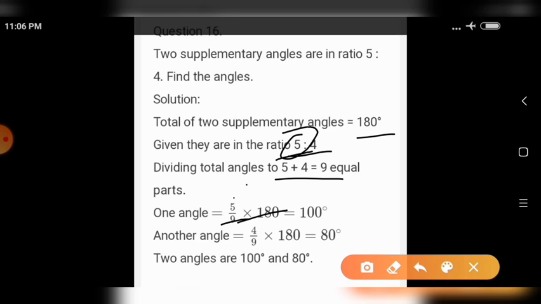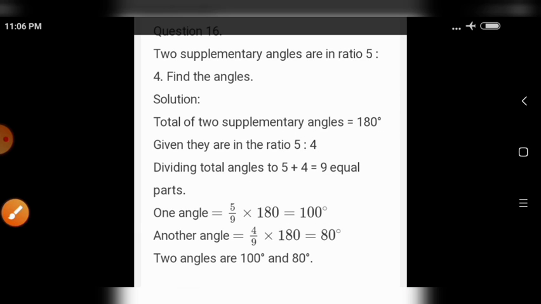Using the 9th table, 9 twos are 18, so 180 divided by 9 is 20. 5 twos are 10, that is 100. And then 4 divided by 9 into 180, here also 20. 4 twos are 80. The two angles are 100 degrees and 80 degrees.